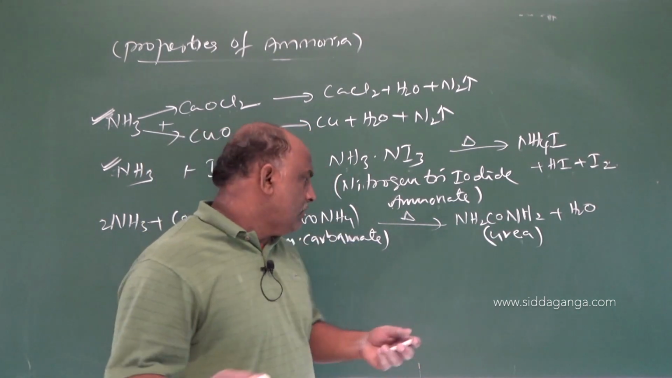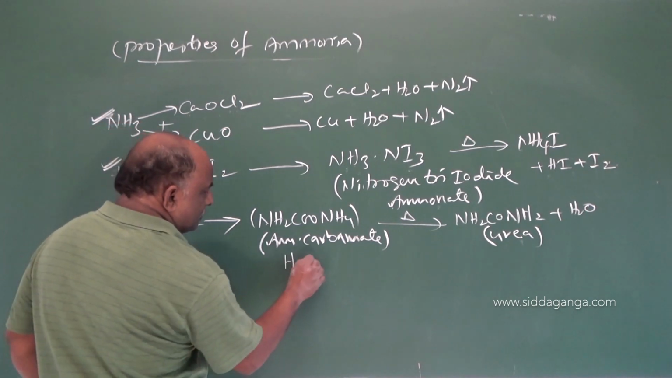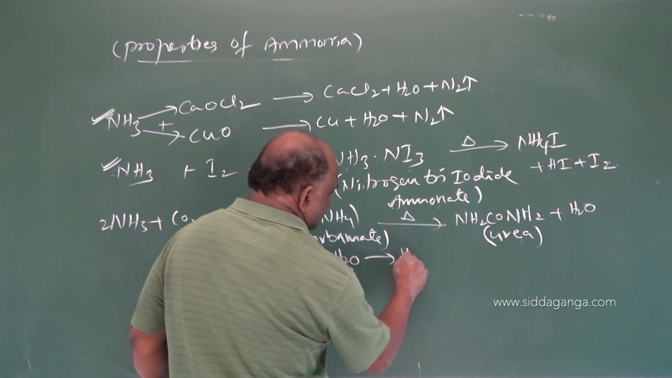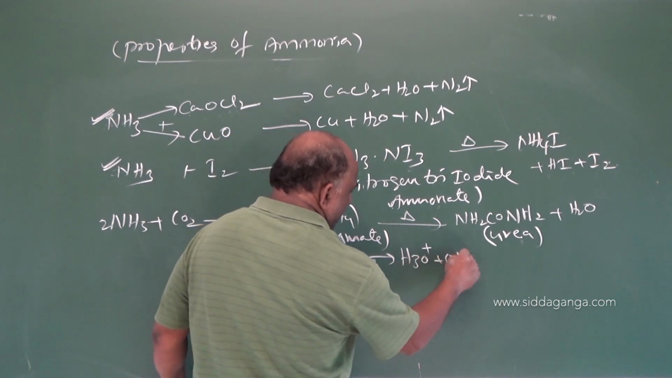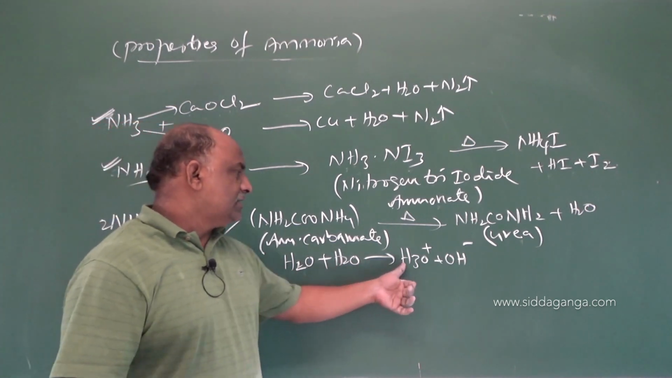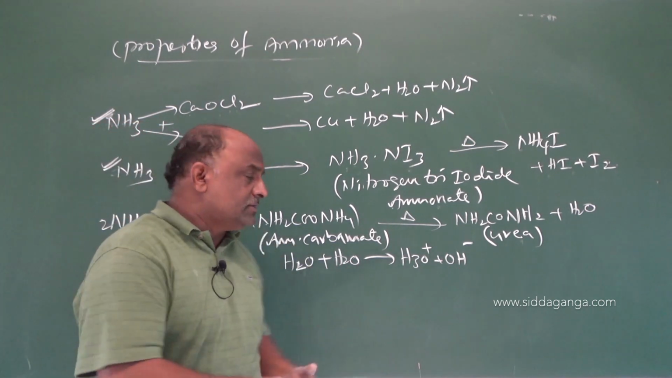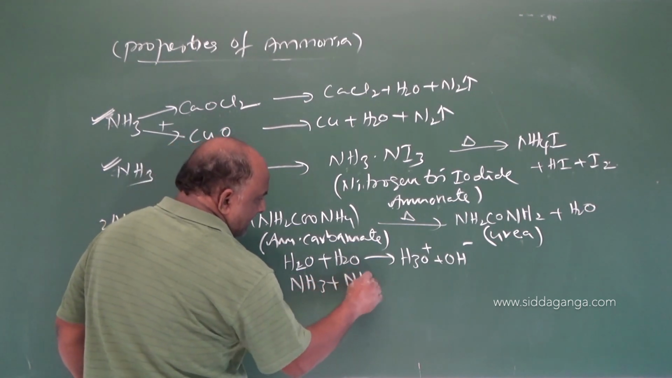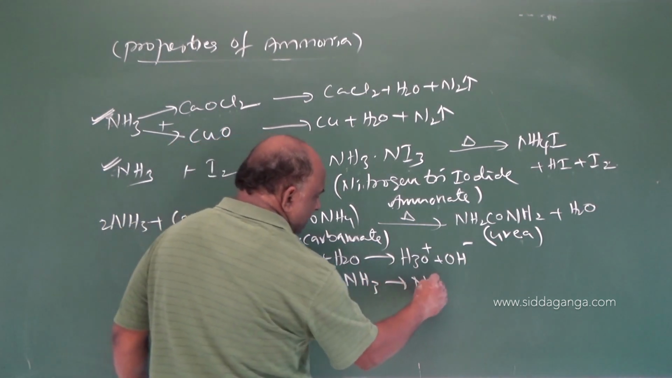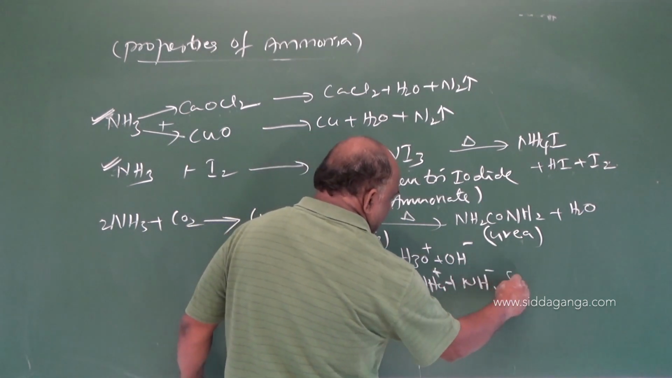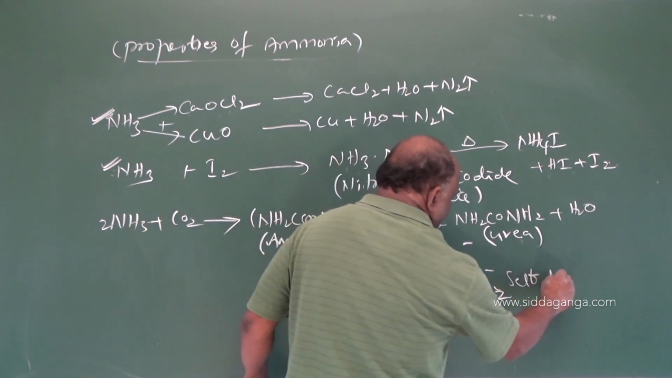And we know one more reaction: H2O plus H2O gives rise to what? H2O plus H2O gives rise to H3O plus and OH minus. It is called self-ionization. Like that, here also one more reaction we should write: NH3 plus NH3 gives rise to NH4 plus and NH2 minus. This reaction is a self-ionization.